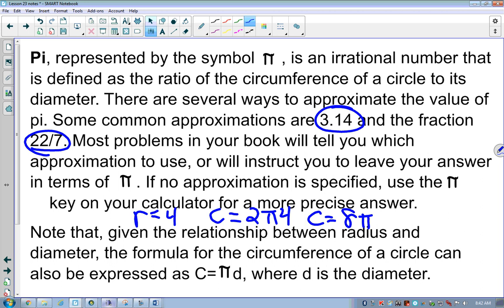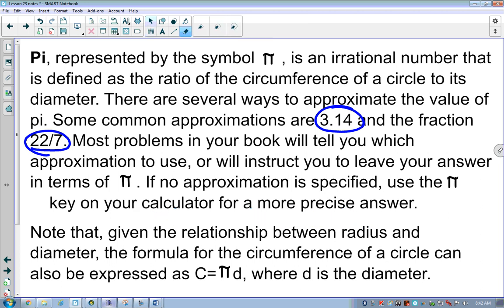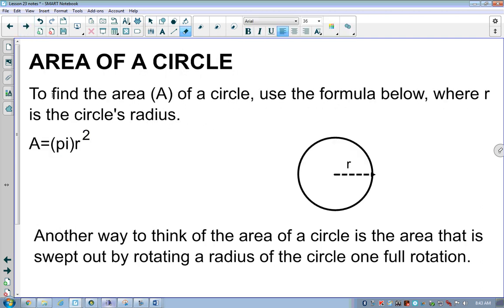Okay. Same thing goes for radius, volume, surface area, involving spheres. Note that given the relationship between radius and diameter, the formula for the circumference of a circle can be expressed as pi times diameter, where d is the diameter. Okay, area of a circle.